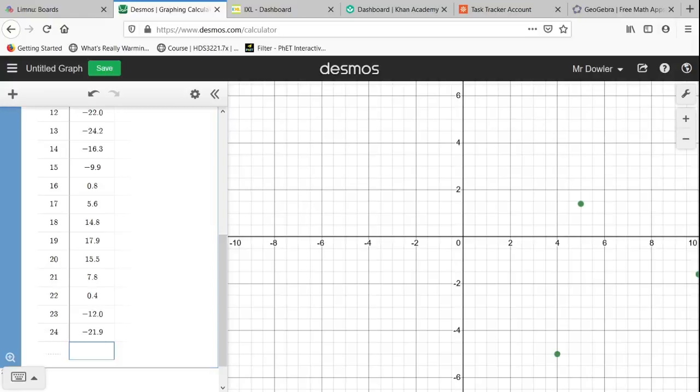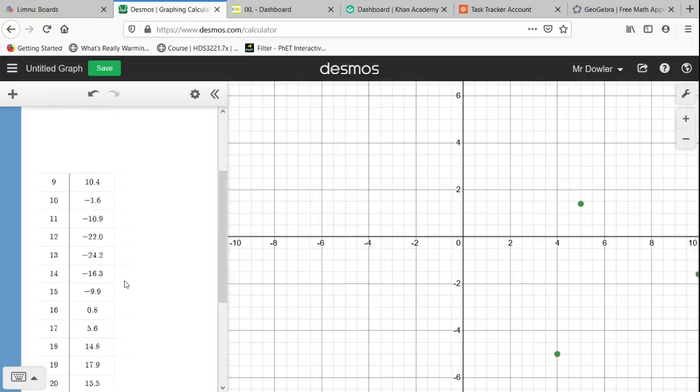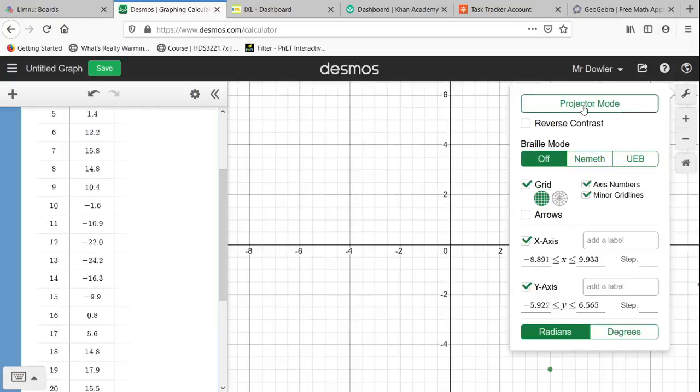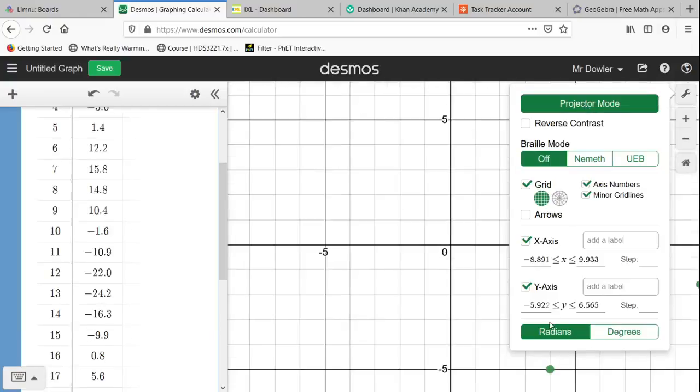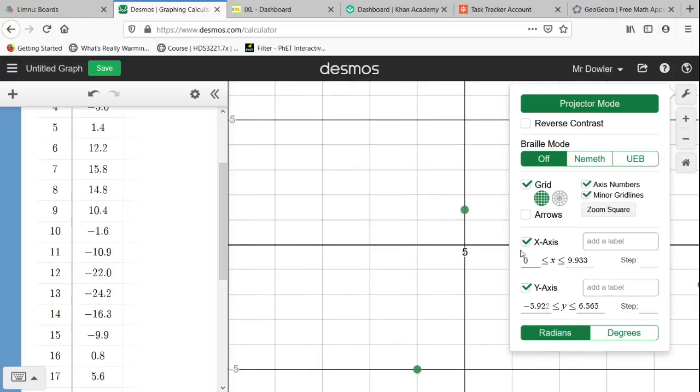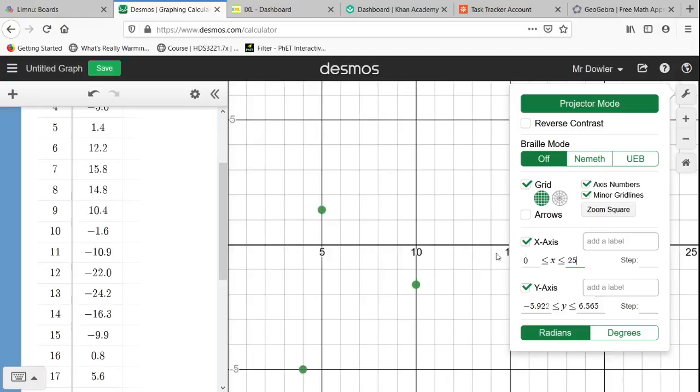All right, so now the magic of pausing a recording has allowed us to get all of the data points in here. We need to make sure we can actually see them, so we're going to make it a little more clear for the recording by putting it into our projector mode. Now we know our domain. The month numbers run from 1 to 24, so I'm going to make our domain 0 to 25. That'll allow us to have everything in and out of that range.